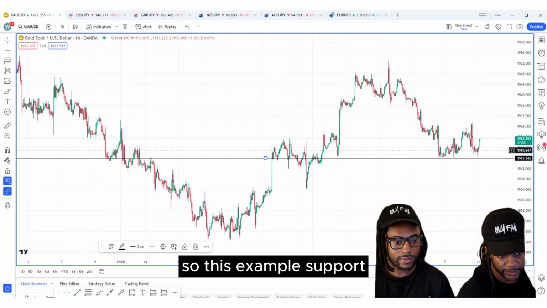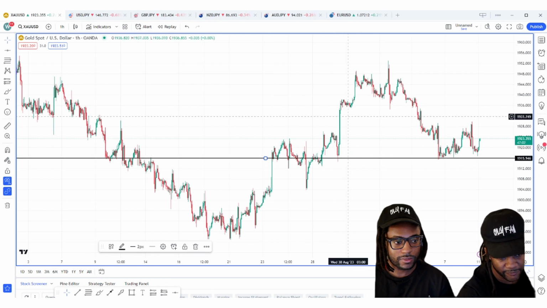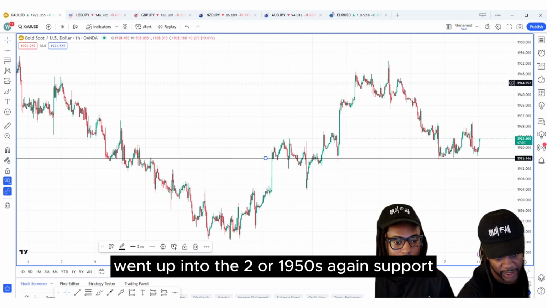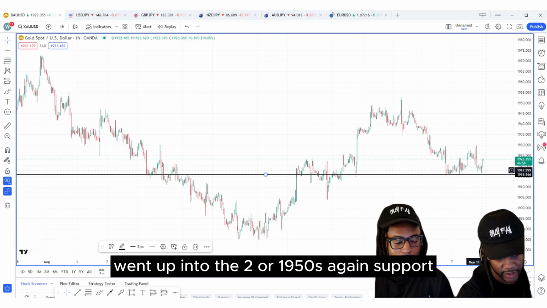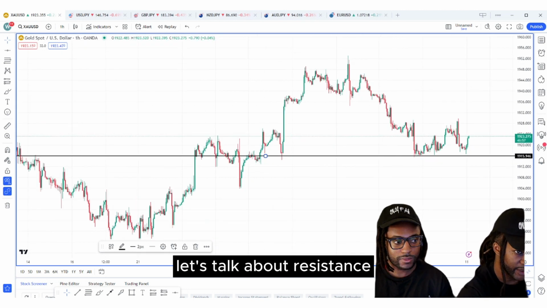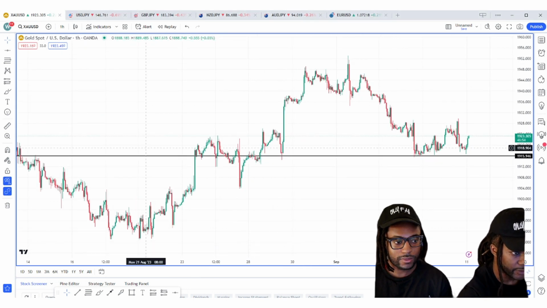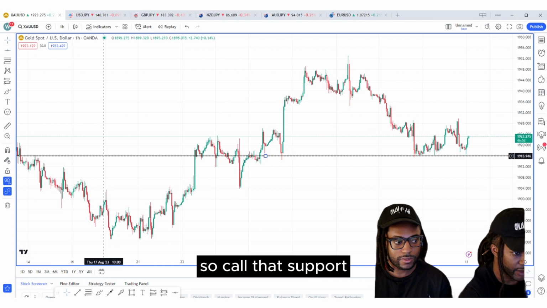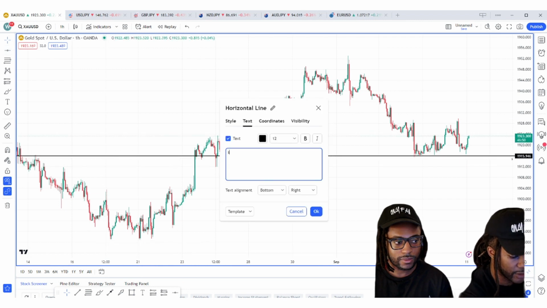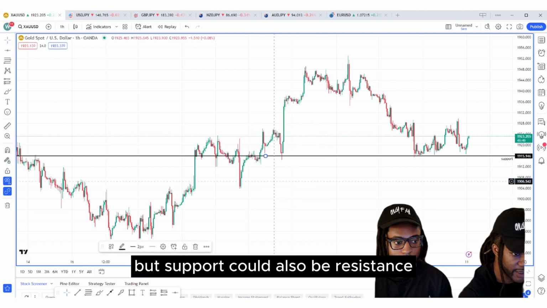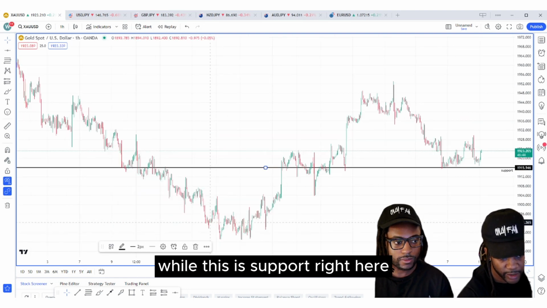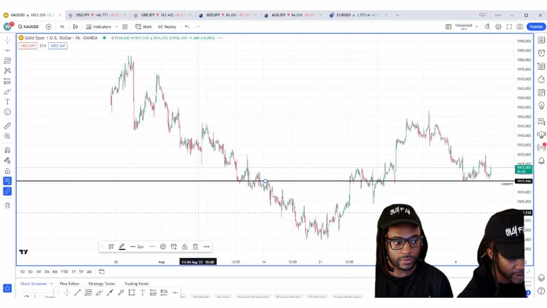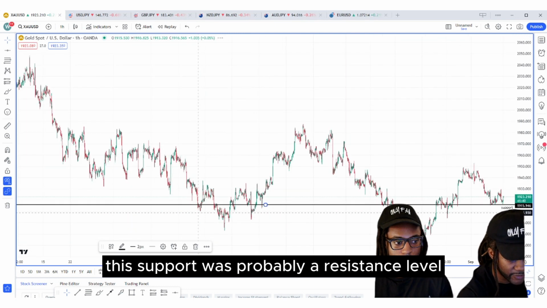So this example of support, you can see it came here, bounced off the support, went up into the 2000s or 1950s. Again, support. Let's talk about resistance. So I'm gonna call that support. But support could also be resistance. While this is support right here, if I go back in time, this support was probably a resistance level.